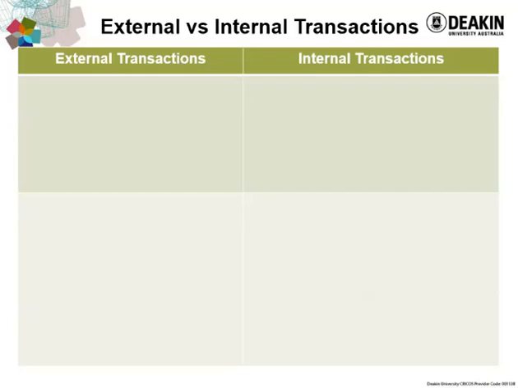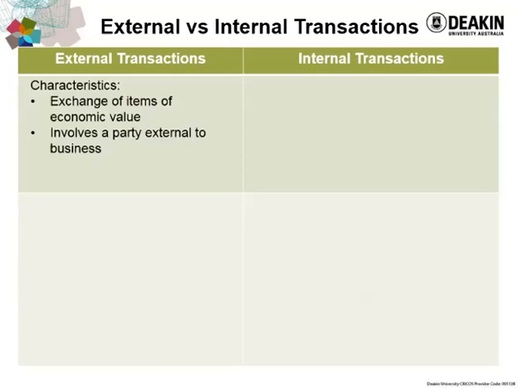Before we talk about adjusting entries, we should understand the differences between external and internal transactions. External transactions involve exchange of items that have economic value, and we require the exchange to be conducted with an external party, such as shareholders, suppliers, and customers. For external transactions, usually there are source documents to provide the evidence. For example, we will receive a supplier's invoice.